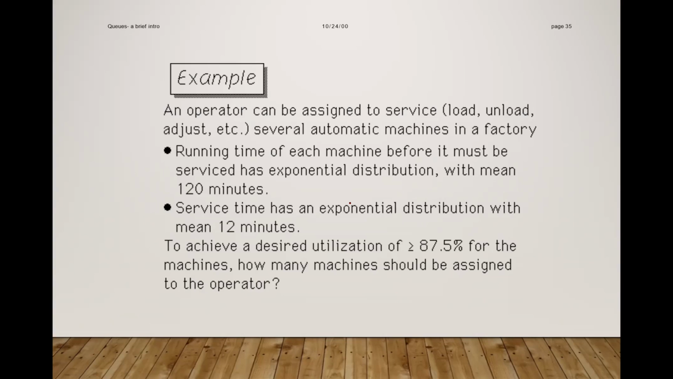Parang ganun. So we want to make sure that the desired utilization of the machine that we're going to use is at least 87.5%. Medyo okay na yan siya na system. It means that 87.5% of the time they are running and they are not idle. Okay?